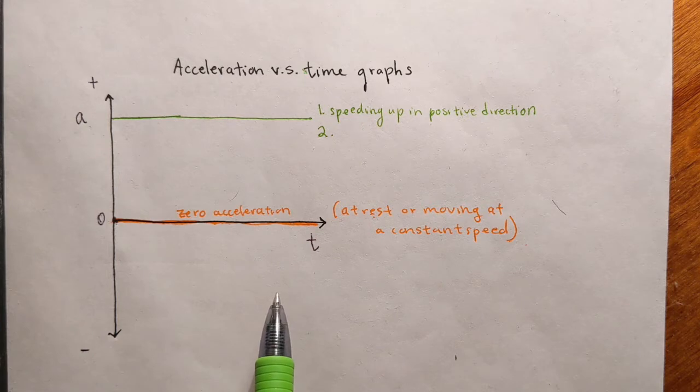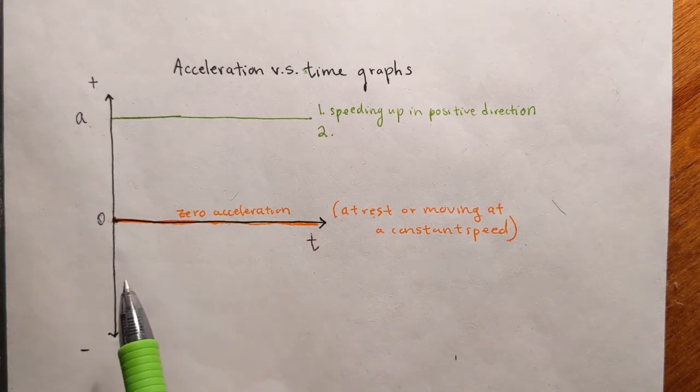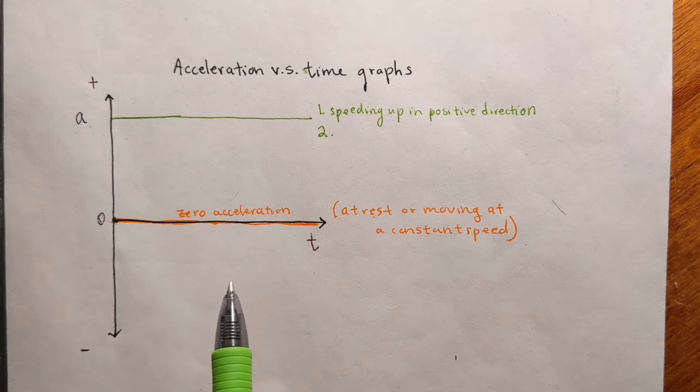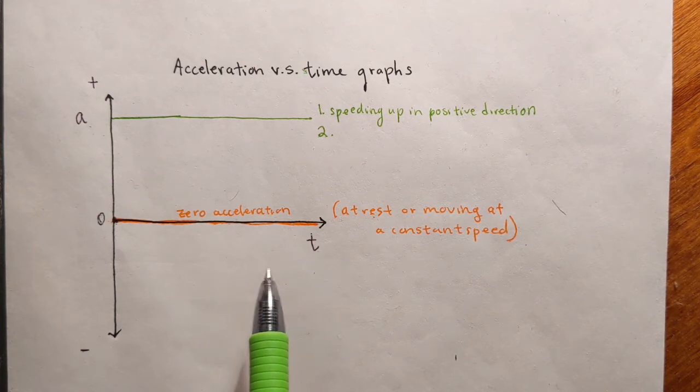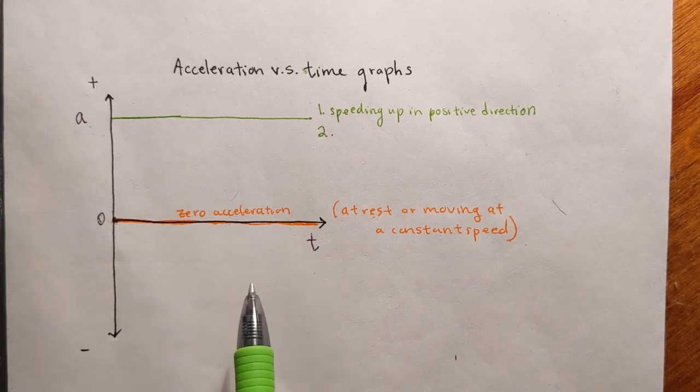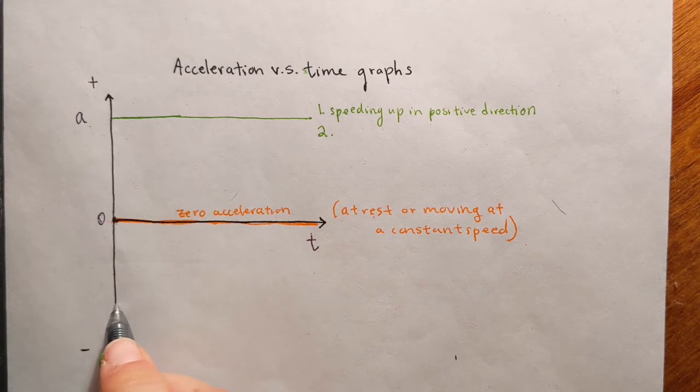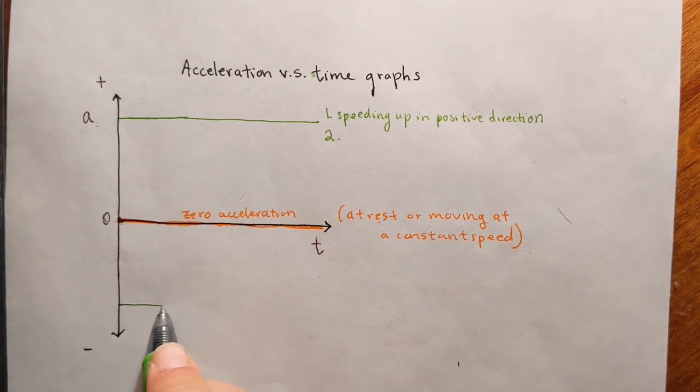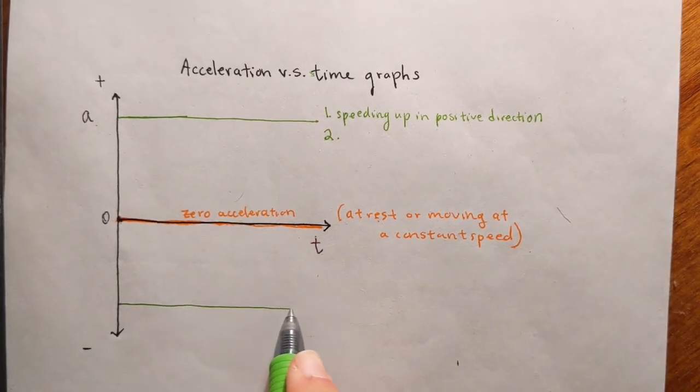Now you got to decide, well, is the person speeding up or slowing down? Is their speed getting bigger or smaller? Well, the person is speeding up. They are getting faster. So this person is speeding up in the negative direction. If an object is speeding up in the negative direction, their speed is getting more and more negative, and their acceleration is going to be negative. So our graph, as time passes, the acceleration is a constant negative acceleration.